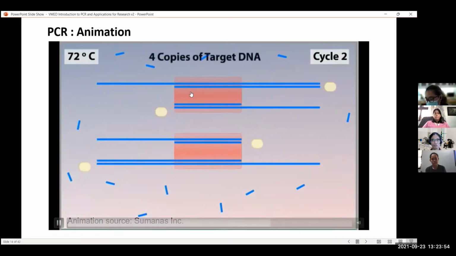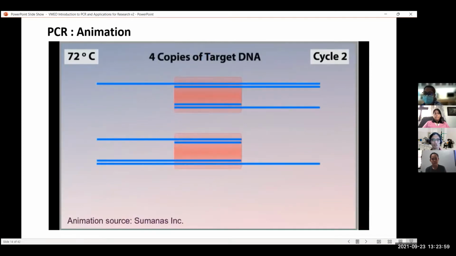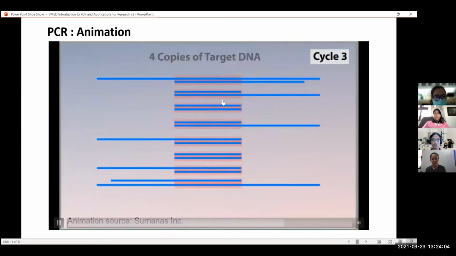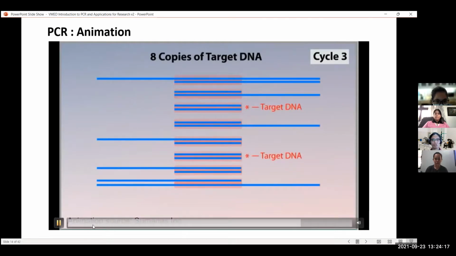So after the second cycle, you have 4 copies of target DNA from 2 at cycle number 1. After cycle 3, you have 8 copies. 2 of them have the target DNA, while some of them have these extensions. This is important to note because these long DNA segments that have the target DNA but sometimes have part of the genomic DNA can interfere with electrophoresis later.